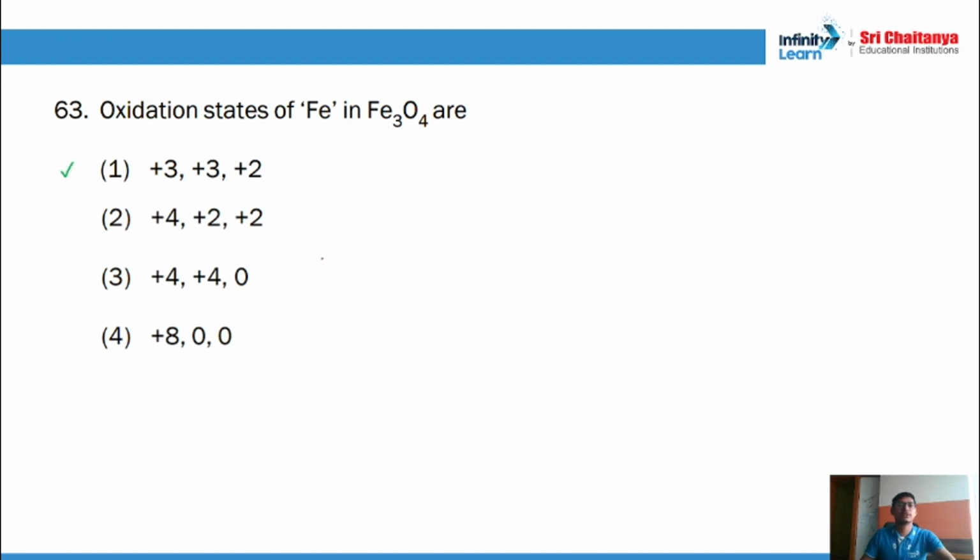Next question, oxidation states of iron in Fe3O4. You should remember that it's a mixed oxide and it actually consists of FeO and Fe2O3. So if you look at the oxidation states of iron, then you will find out that this iron is in +2 oxidation state and these two iron atoms are in +3 oxidation state. So this becomes our correct answer.